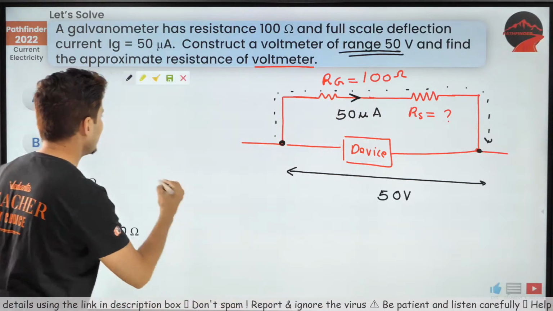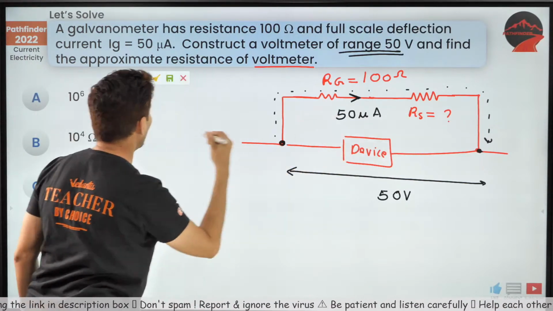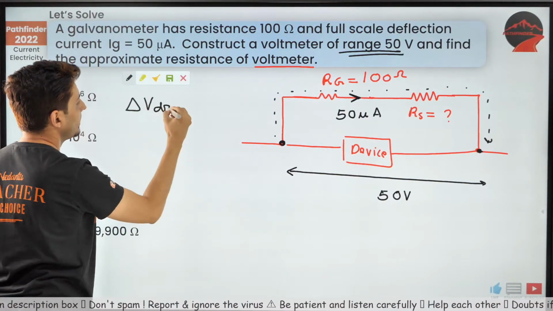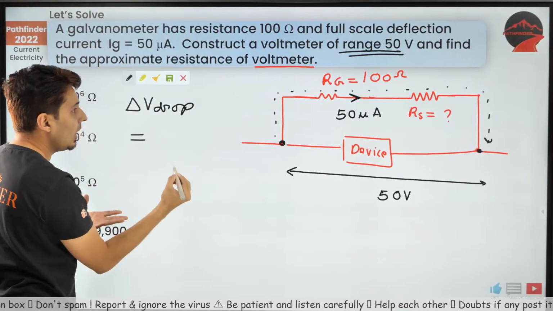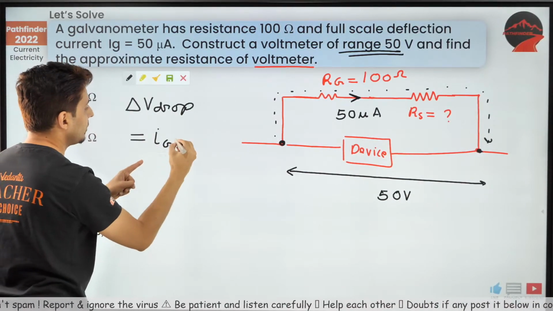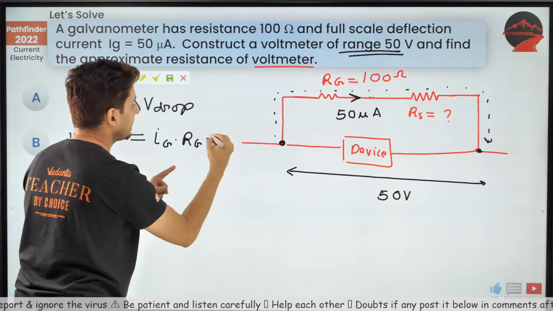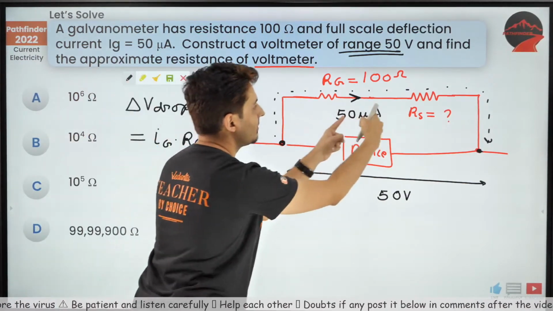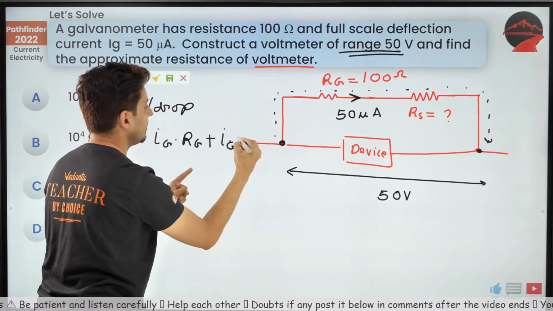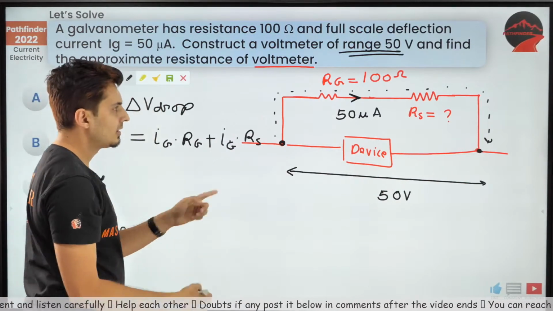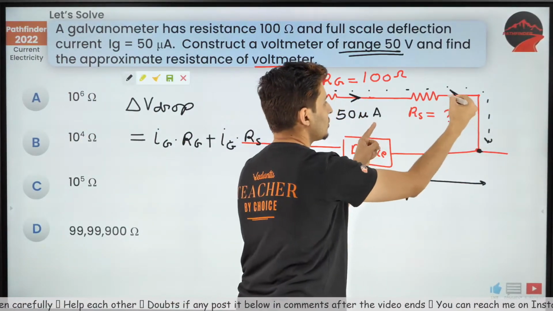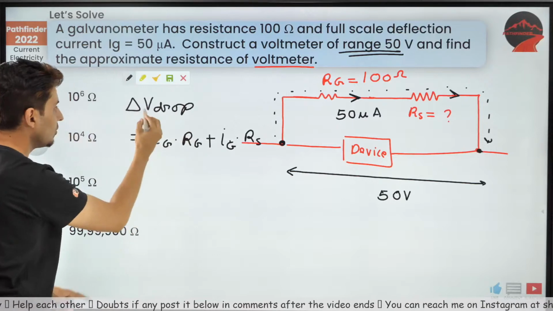Now, can you see the total voltage drop? The voltage drop will be the current through the galvanometer into the resistance of the galvanometer, plus the same current going through the resistance in series. Remember, the same current has to flow, they are in series. So what is the voltage drop?